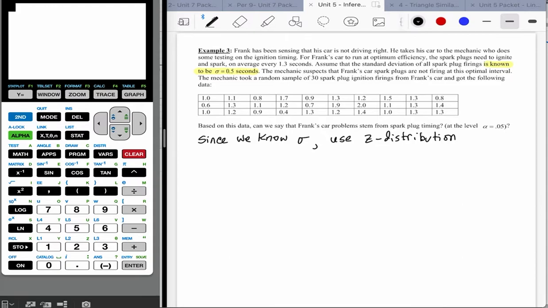All right, the mechanic suspects that they're not firing at this optimal interval. The mechanic took a random sample of 30 spark plug ignition firings. As it turns out, it's sufficient for us to use a z distribution. The sample size is 30 or more, and got the following data.